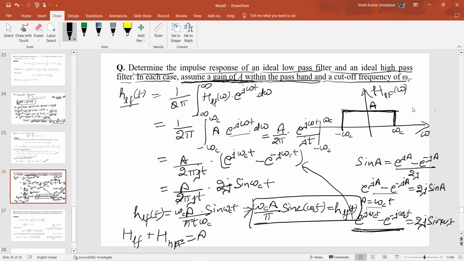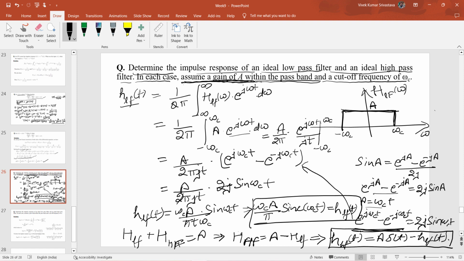Okay, so you can write H HF will be equal to A minus H LF. You can directly take the inverse Fourier transform of this expression to determine h HF of t, which is equal to A into delta of t minus h LF of t. So this represents the impulse response of the high pass filter. That is how we can solve this problem. So any doubt in this problem?